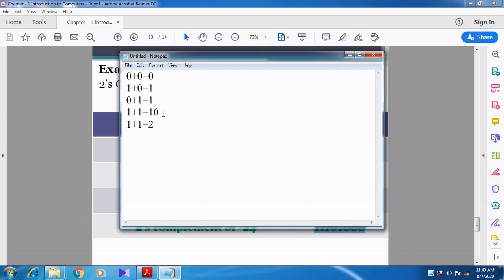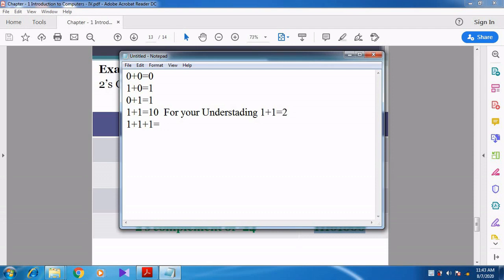So like that you want to understand how 1 plus 1 becomes 10. For your understanding, I have written it like that. So 1 plus 1 is 10, but actually 1 plus 1 is 2. 2 is a decimal number, and we are converting 2 to binary. 1 twos are 2, remainder is 0. So it shows 10.